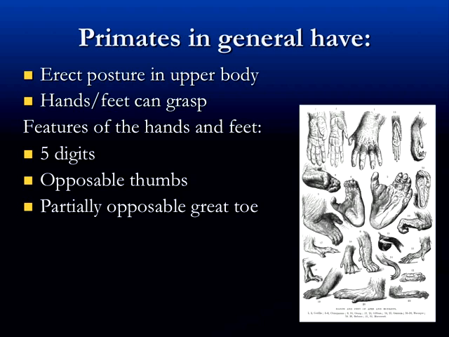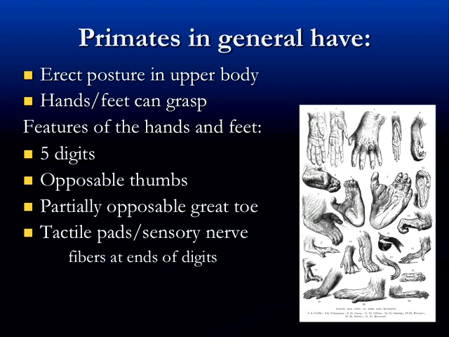A partially opposable great toe is the norm, though again, there are a lot of things you find commonly in the primate order, but then there'll be some exceptions, like humans are an exception to a few characteristics, and this is one. We all have tactile pads and sensory nerve fibers at the end of our digits, so the tips of your fingers are extremely sensitive, and that's no doubt due to the important role your fingers play in finding food, and the fingers have played this role throughout evolutionary history.